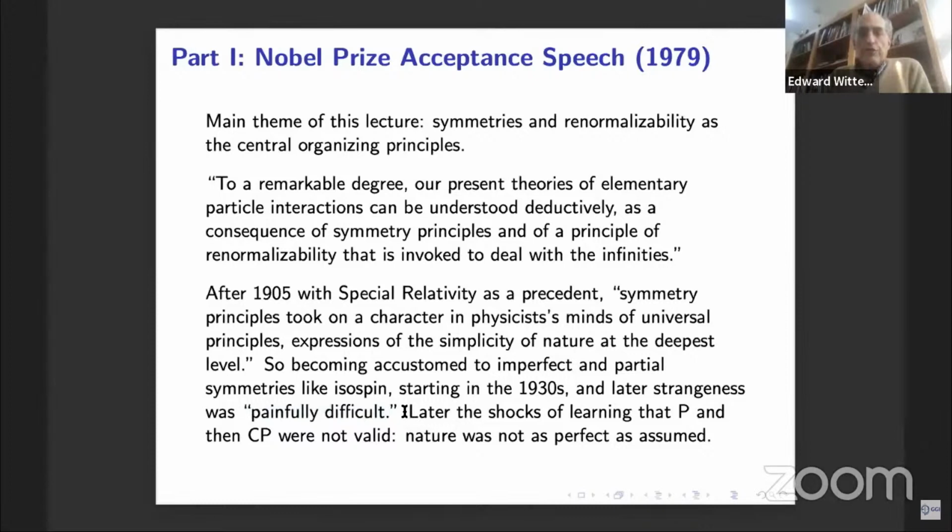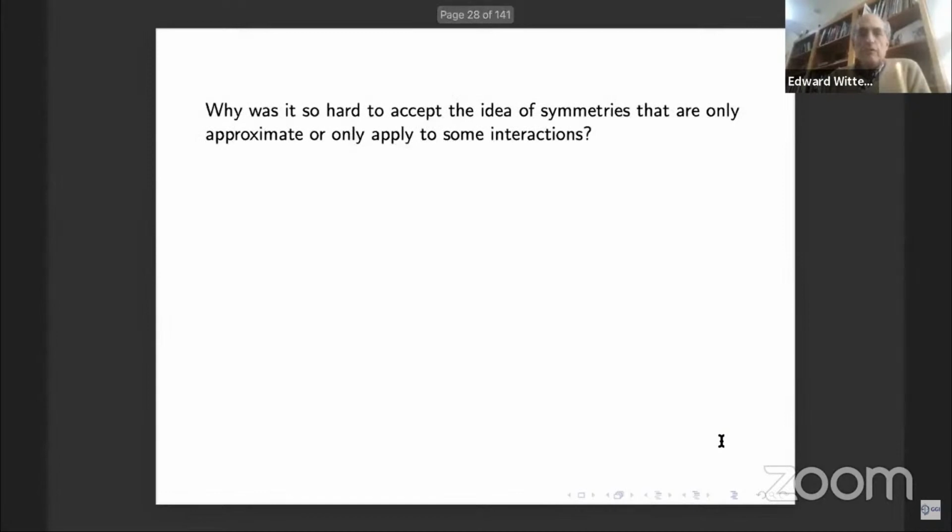And later there were shocks of learning that some of the supposedly perfect symmetries were actually imperfect. P and CP were both violated. So nature was not as perfect as assumed. Well, why was it so hard to accept the idea of symmetries that are only approximate or only apply to some interactions?